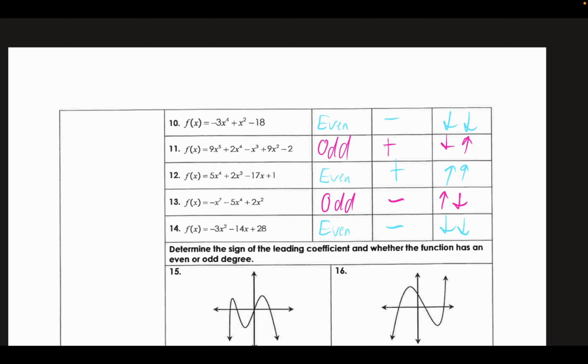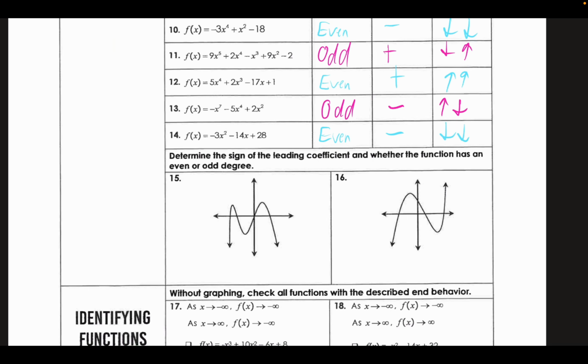And this tells you immediately what's happening at the ends of the graph. It doesn't tell you anything that's happening between the two, so it could look like that, or it could look like this, or it could look like this. Lots of different possibilities there, but we do know what's happening at the ends of the graph.